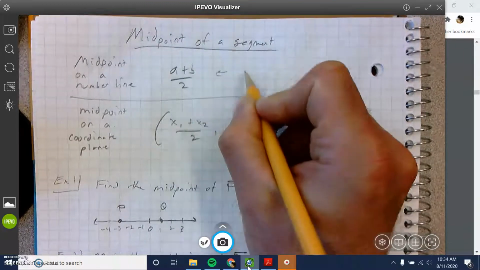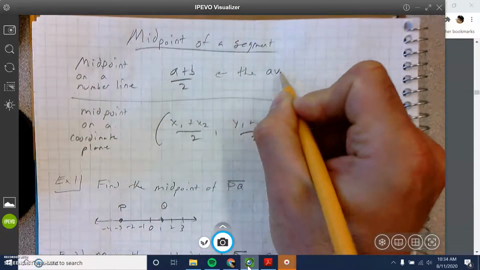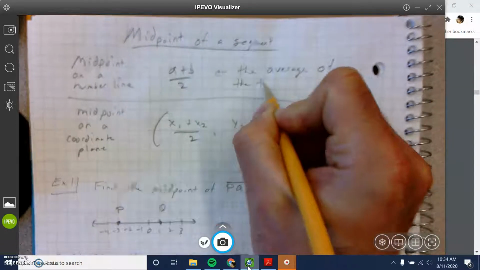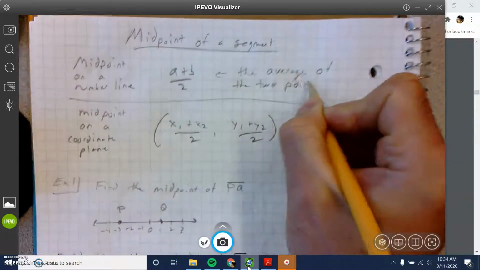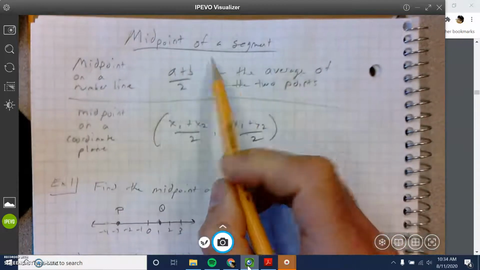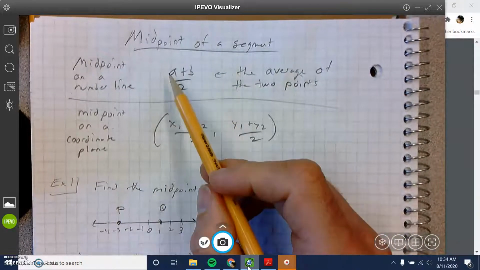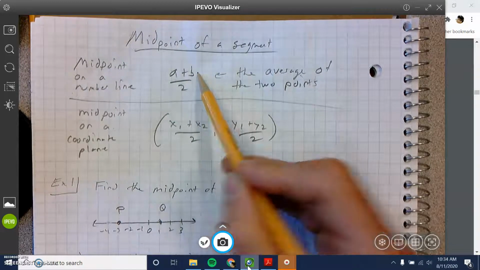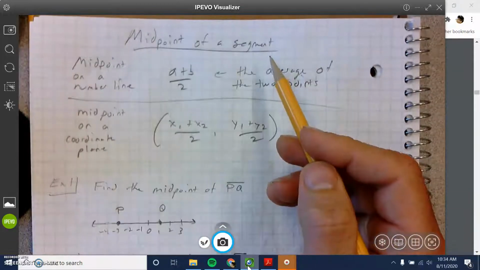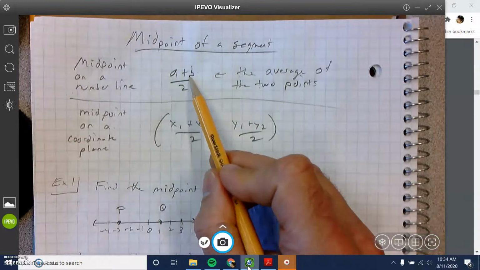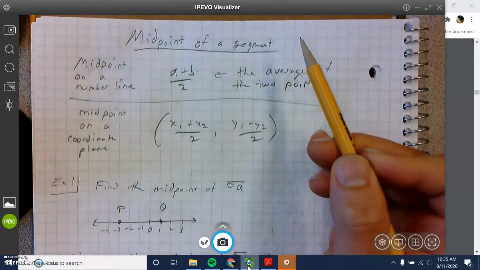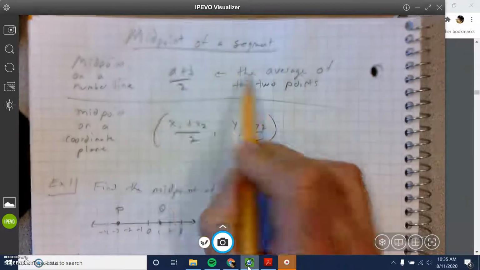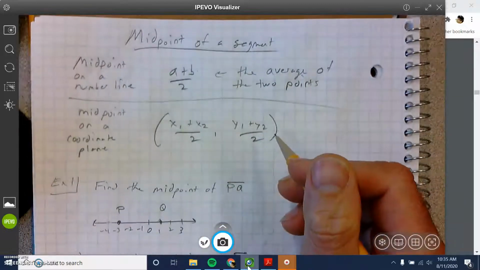Why are we dividing by 2? Because we're finding the average of the 2 points. That's why you're dividing by 2. Like if you have two tests, 100 on one test and a 0 on the other, what's your average for the class? It's 50, because 100 plus 0 is 100, divided by 2 is 50. So you're finding the average of the 2 points. So for midpoint, I want you to think average every single time.